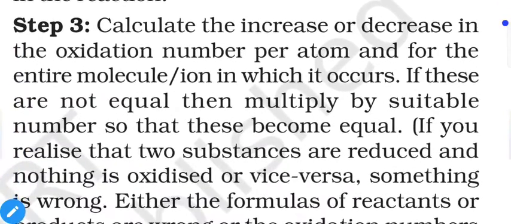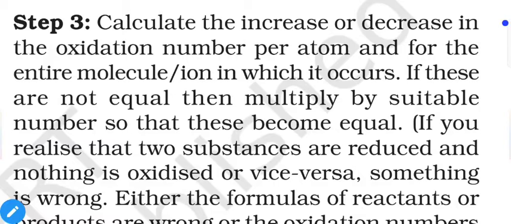Next, calculate the increase or decrease in the oxidation number per atom and for the entire molecule or ion in which it occurs. In certain cases you will notice we have multiple atoms which change oxidation state. As for example, as we discussed earlier in the disproportionation reaction, P4 means a total of 4 phosphorus atoms, all of them will change their oxidation states. So we have to concentrate on how many atoms we have. And if these are not equal, then multiply by a suitable number so that these become equal.